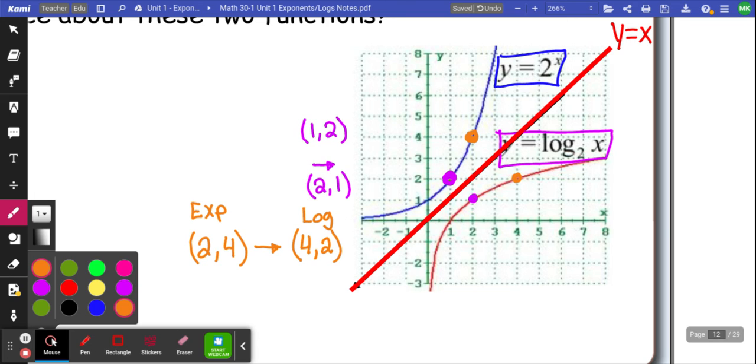So exponentials and logs are full opposites of each other, flipped. It works for any point, and it also works the other direction. If you had a point on your log graph, say this point way out here at 8, 3, you could find that on the exponential graph by switching those spots. 3, 8, it's way up here. Right? They match up.